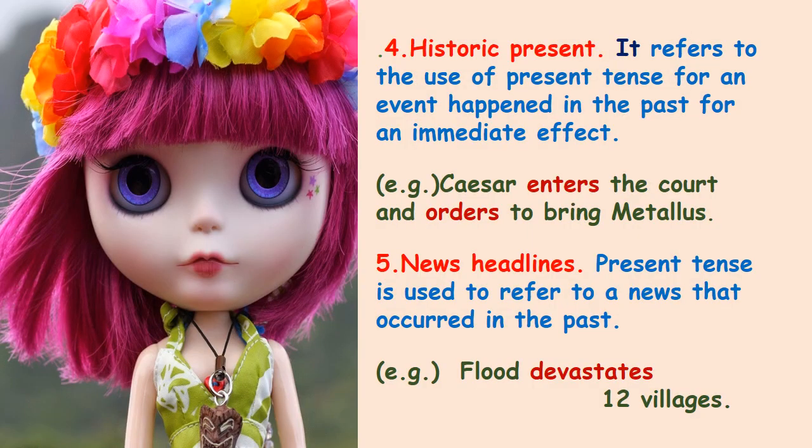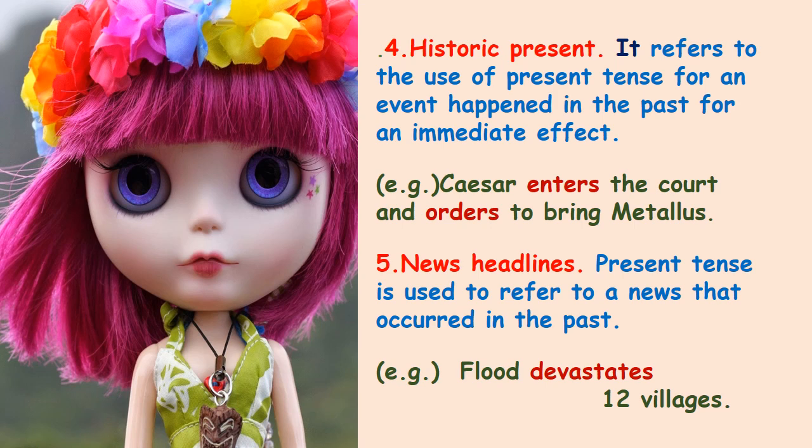Here we see the historic present and the news headlines. Historic present. It refers to the use of present tense for an event happened in the past for an immediate effect. Take the example. Caesar enters the court and orders to bring Metellus. Actually, it is a past incident. But to give a good effect to the listener, to make our speech lively, to draw the interest of the listener, we use the present tense here.